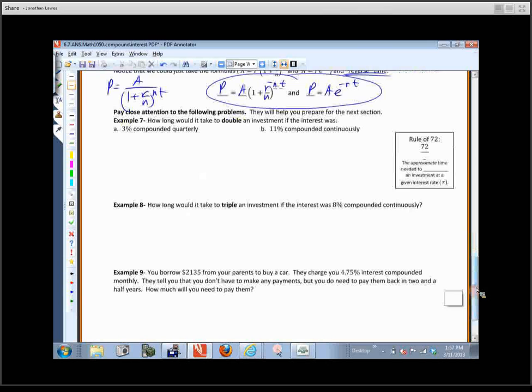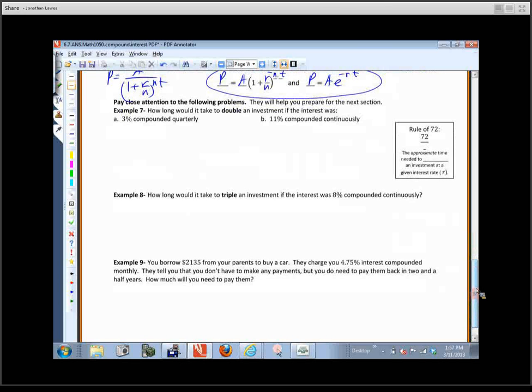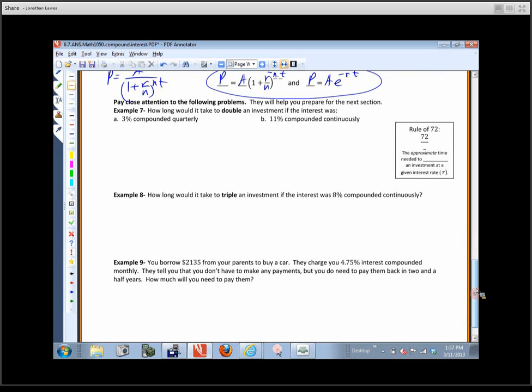Sure? Okay, let's take a look at the last couple and then we'll talk about this rule right here. It says, pay close attention to the following problems. They'll help you prepare for the next section. Next section as in section 6.8. So you're going to want to think about these. If you can get these ideas in your head, how these exponentials work, you're going to be much better off in the next section because these are going to be some story problems. It says this. How long would it take to double an investment if the interest rate was 3% compounded quarterly? We want the amount to double.